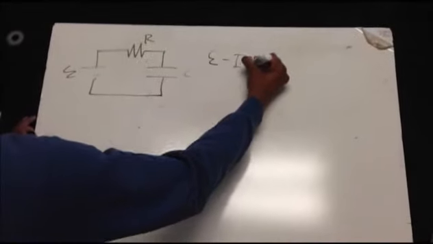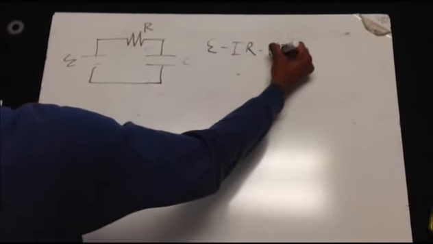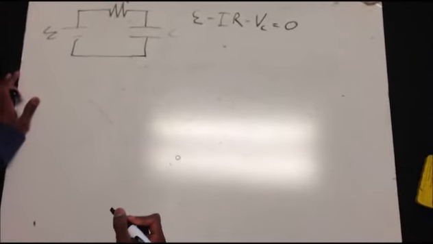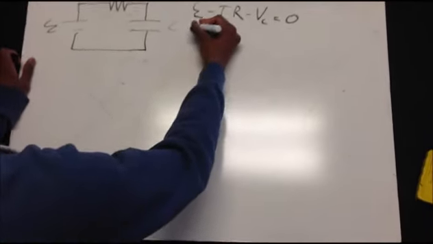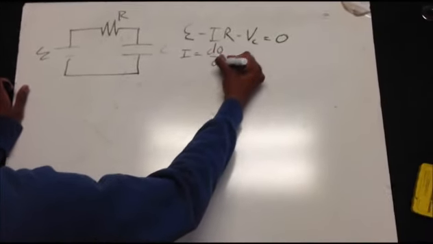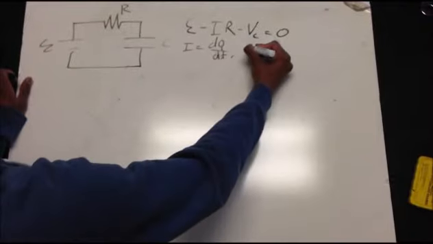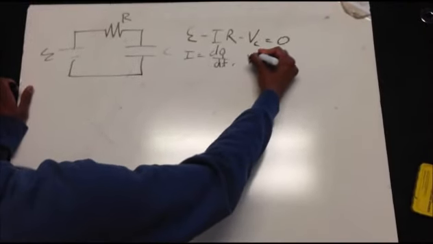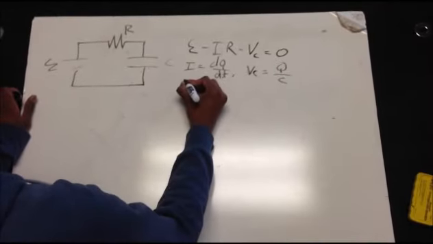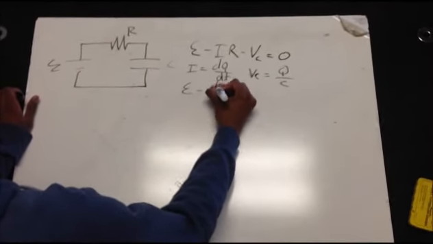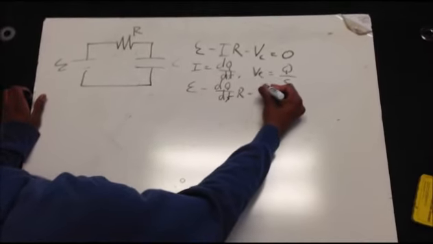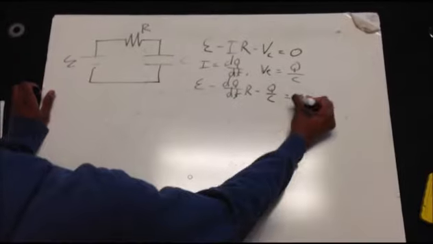E minus IR minus the voltage across the capacitor is equal to 0. So now we're going to look for the charging equation. We're going to first state that I equals dq/dt, and Vc, the voltage across the capacitor, is equal to Q over C. Substitute in those terms, so dq/dt R minus Q over C equals 0.